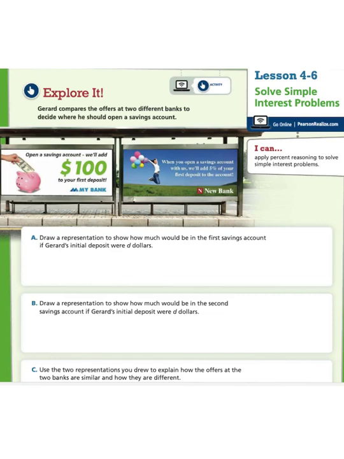Hello and welcome to lesson 4.6, Solve Simple Interest Problems. Take a minute, pause the video, and try to solve this problem as your do now.